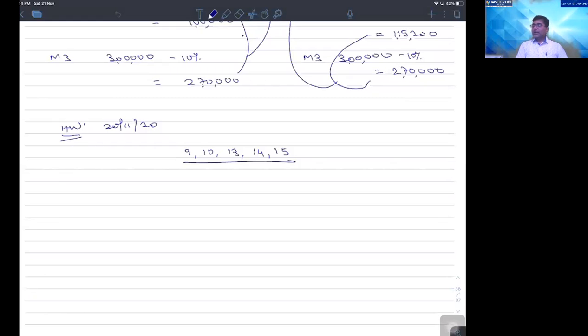Remaining useful life plus 1. Remaining useful life is 5 plus 1, that is 6, multiplied by 6. So that comes to 80,000. Next one, it will be remaining useful life 3 plus 1, that is 4, that is 53,333.